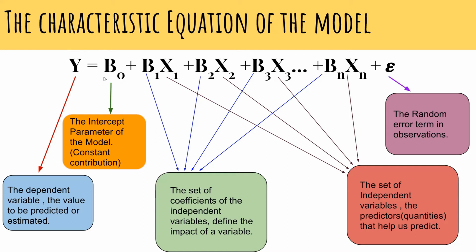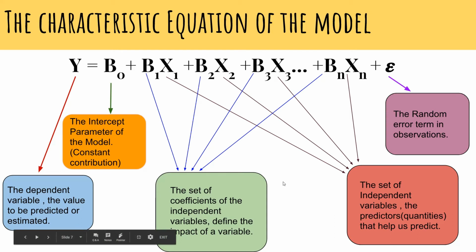Then comes b naught or beta naught, whatever you might call it. It is actually the intercept parameter of the model. It is a constant contribution to the model. The value of b naught is not affected by change in the value of any independent variables. And finally, two of the most important parts of this model, the set of coefficients, b1, b2, b3. You can call it b1 or beta 1, it's all the same. What it actually means is that this is the set of coefficients of the independent variables.